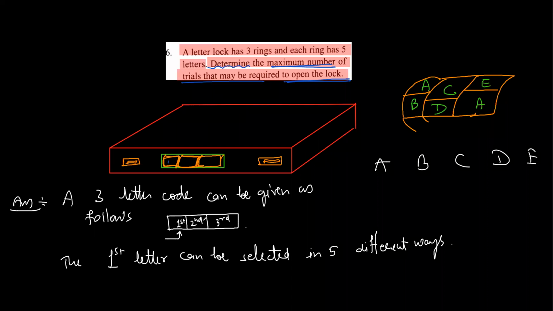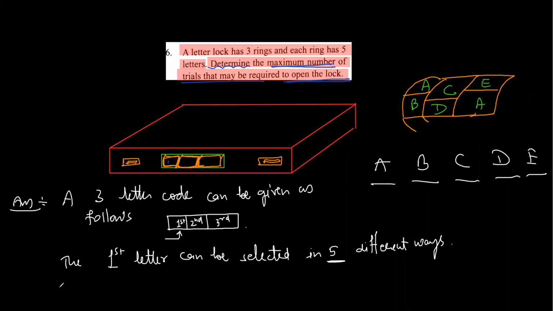The letter in the second ring, again, you can select in five different ways. After selecting the first letter, you can select the second letter again in five ways. And what about the third? Third is also in five ways.